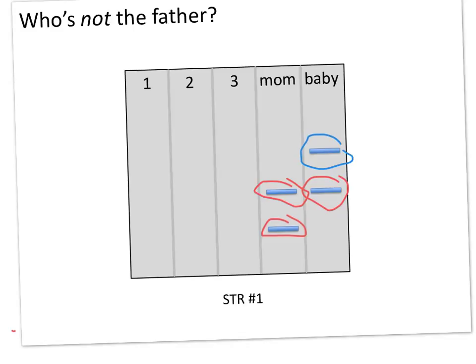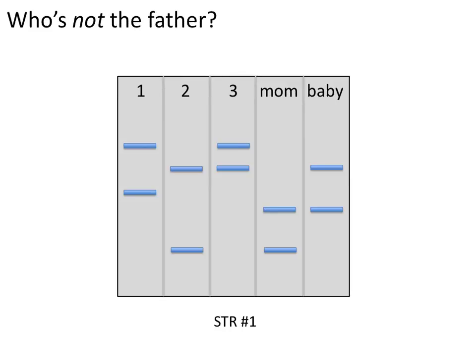We want to know who's not the father. So we go back. Here's the baby, his father. And we say, oh, 2 and 3 both have the same bands. Either of those could be the father. But we want to know who's not the father. We can say, well, number 1 does not have that band, and so it's obviously going to be that individual.